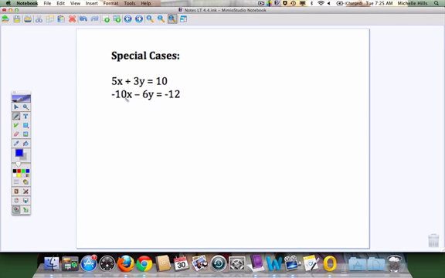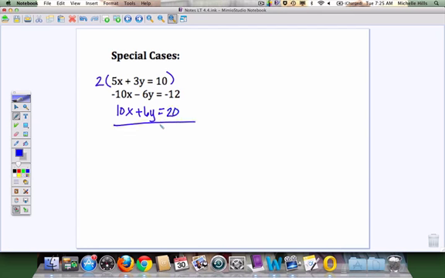So in the special cases, I don't have opposites already, but I notice if I multiply 5 by 2, I'd make this a positive 10x, which would be opposites with the negative 10x. So I'm going to multiply everything in the first equation by 2. 2 times 5x is 10x. 2 times 3y is going to make this a plus 6y. And 2 times 10 is 20.